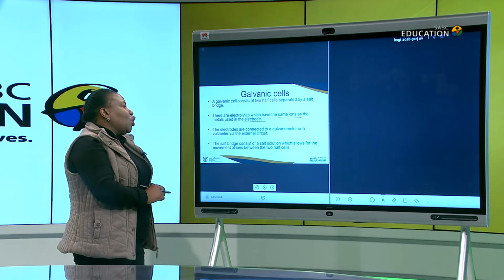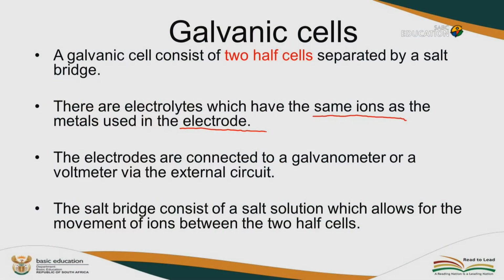And then we also have the salt bridge, which consists of a salt that allows the movement of ions between the two half cells. So it is very important to choose a suitable salt bridge for your specific cell, because some salt bridges are not soluble enough to allow the movement of ions. So the salt bridge is also part of the galvanic cell. For you to identify a galvanic cell, it must have a salt bridge, it must have two half cells, and it must be connected by a galvanometer or a voltmeter.